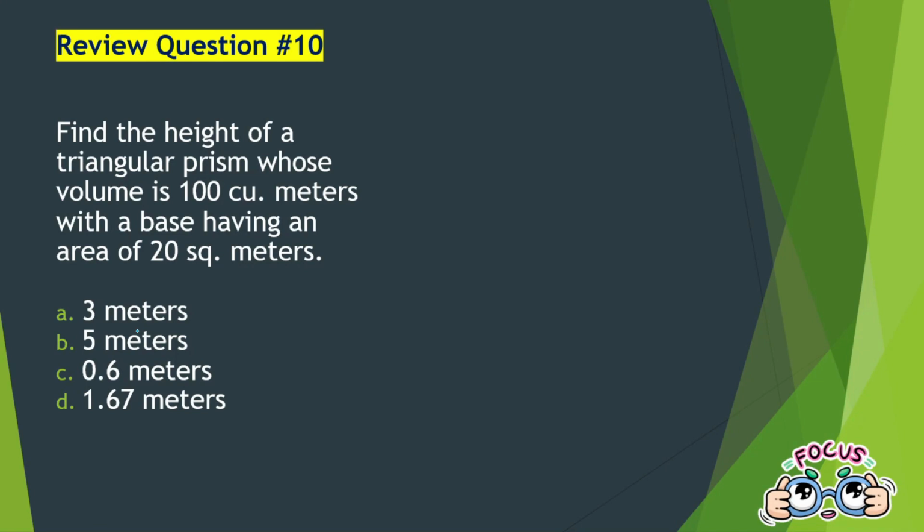Number 10. Find the height of a triangular prism whose volume is 100 cubic meters with a base having an area of 20 square meters. A, 3, B, 5, C, 0.6, or D, 1.67 meters. So, dito, given naman yung volume as well as area ng base. So, take note that the volume of any prism is equal to the area of the base times the height.